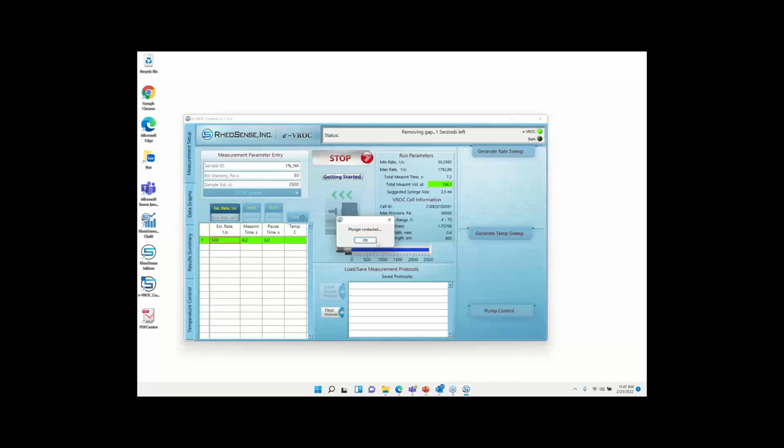Okay, so our plunger was contacted. Generally, if you don't know the viscosity of the sample, it's a little tricky with the m-VROC to use this feature where you put in estimated viscosity. So what I would recommend is you start very low on the flow rate range, and then work your way up until you move into a zone that's reasonable. That reasonable zone is always going to be 85 to 95% full scale pressure. So you really just have to start scoping things out.